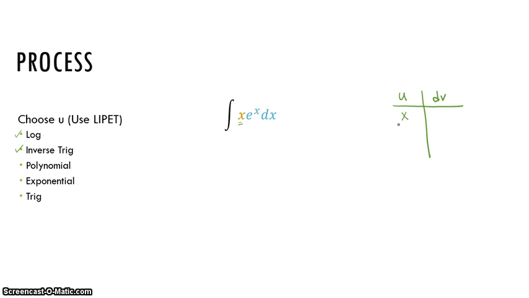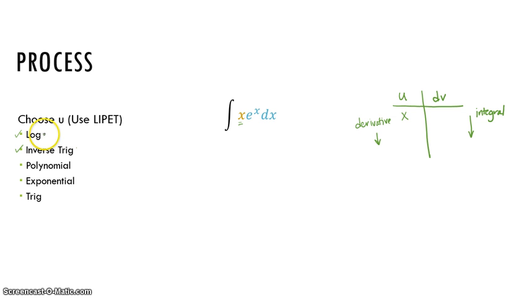You go through LIATE in order, and the reason we use LIATE is we're going to be taking a derivative of this side of the table. We know how to take a derivative of log functions. We know how to take a derivative of inverse trig functions. We're hoping that the derivative will make this side of the table simpler. On the other side of the table, we're going to be taking an integral.